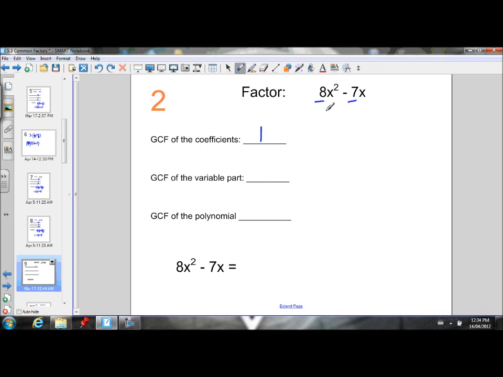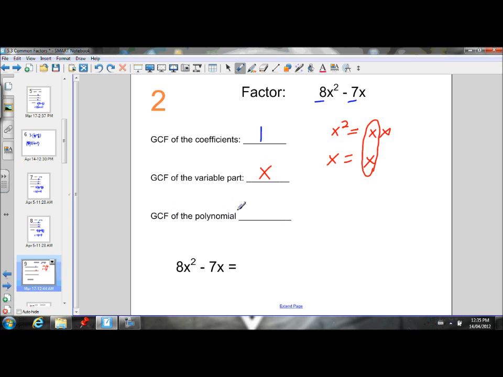The greatest common factor of the variable parts: I have an x squared and an x. So with this first term, I have an x squared. An x squared, we remember, is x times x. And then with this term, the 7x, I have an x with that one. So all I can take out is 1x. All they have in common is they both have 1x. The 8x squared has 2 x's, and the 7x just has 1x, so all I can take out is just 1x.